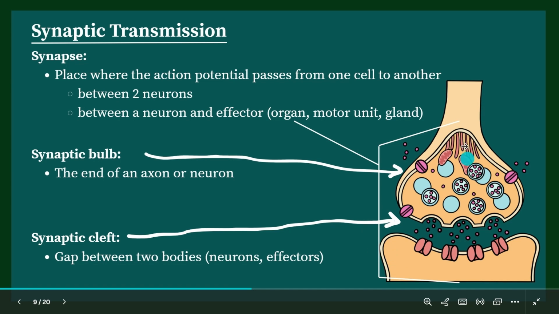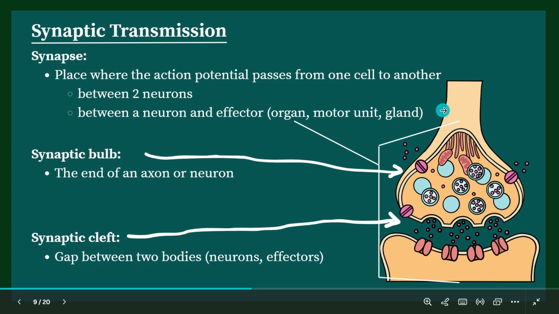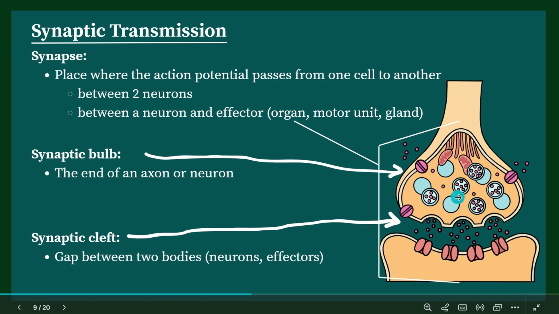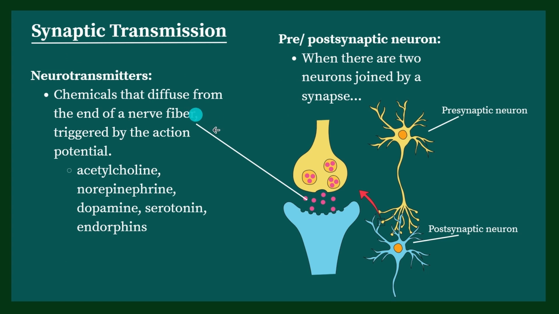A synapse is the whole thing, the whole connection. That includes the effector or neuron, the synaptic cleft, and the synapse or the synaptic bulb. So the synapse is everything, the synaptic bulb is the tip of the axon, the cleft is the gap, and then there's the effector. Neurotransmitters are the sprinkle that comes out of the very tip of the axon, triggered to come out because of that action potential.